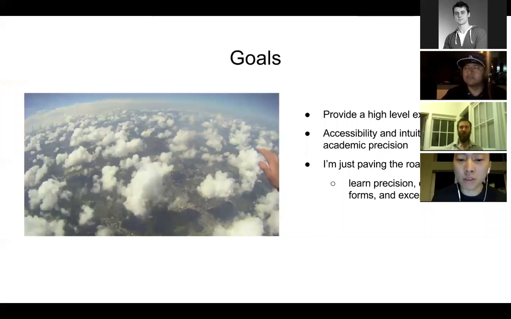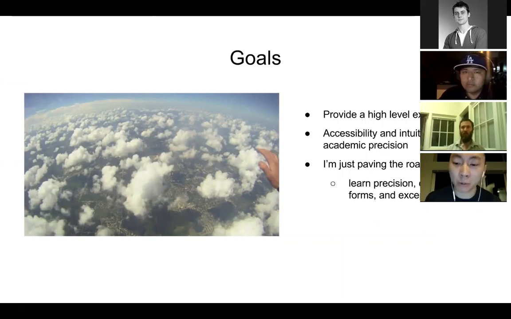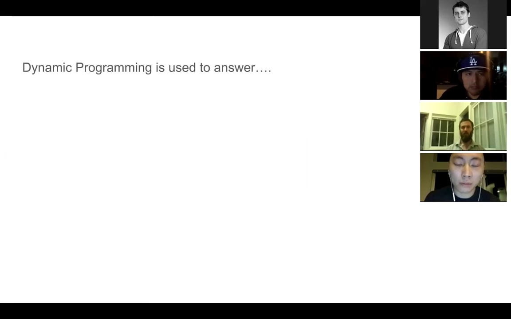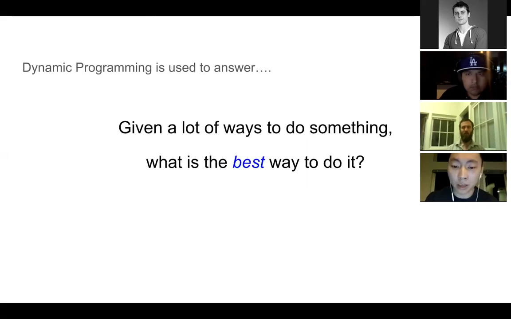The goal of this talk is to provide a very, very high-level explanation. It's going to be a little bit rough, and so I'm favoring accessibility and intuition over academic precision. But this should pave the road for you to learn about all the different use cases and exceptions and nuances later on. Dynamic programming is used to answer the very simple question of, given a lot of ways to do something, what is the best way to do it?